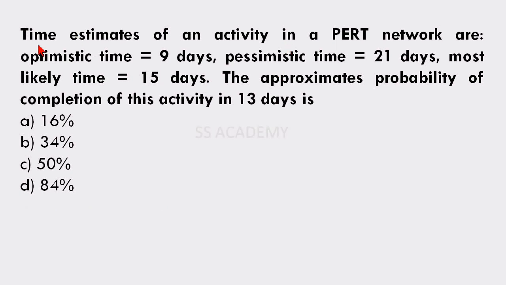And next question is, time estimates of an activity in a PERT network are optimistic time 9 days, pessimistic time 21 days, most likely time 15 days. The approximate probability of completion of this activity in 13 days is 16%, 34%, 50%, 84%. The answer is 16%.